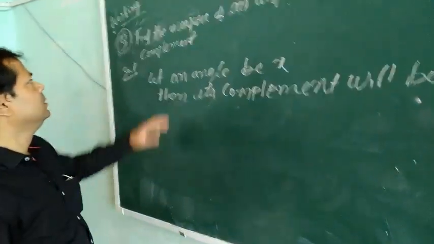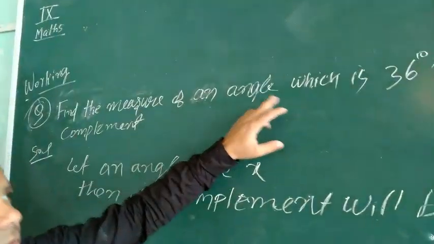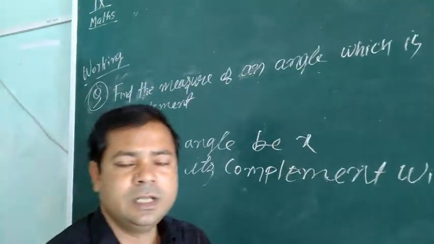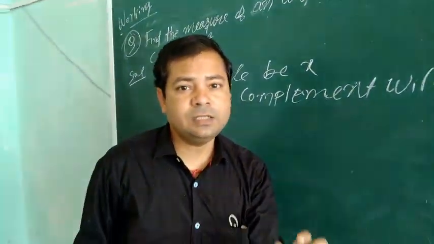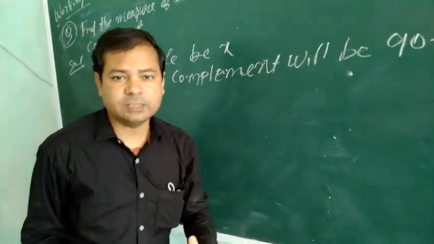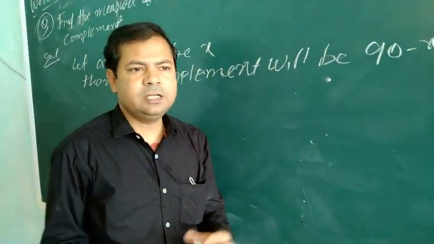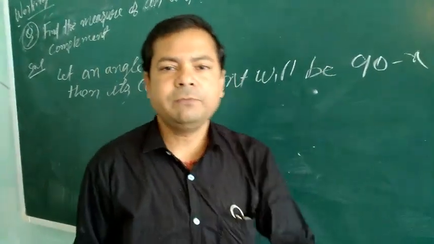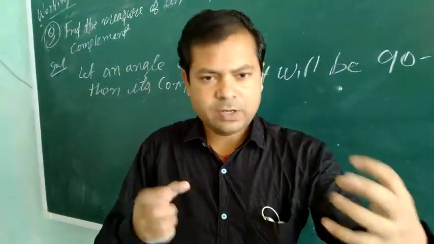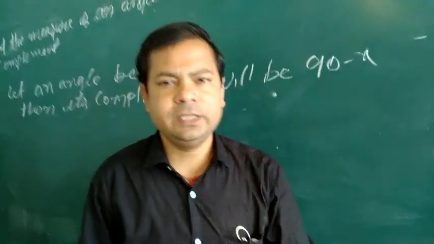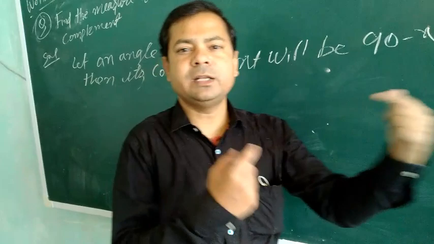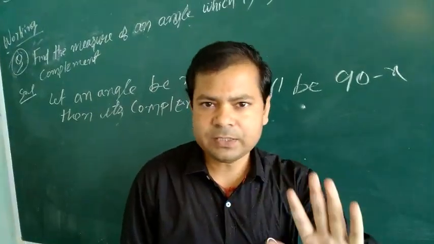Now come to the question. Find the measure of an angle which is 36 degrees more than its complement. It means the required angle is greater than its complement, by 36 degrees. You can consider an example: if my age is 5 years more than your age, and my age is 20 years, then what will be your age? Definitely 15 years, because 20 minus 15 equals a 5 years difference.